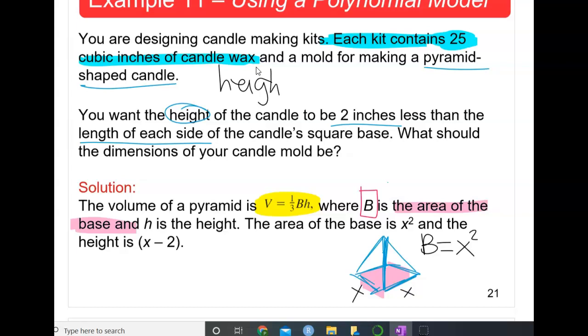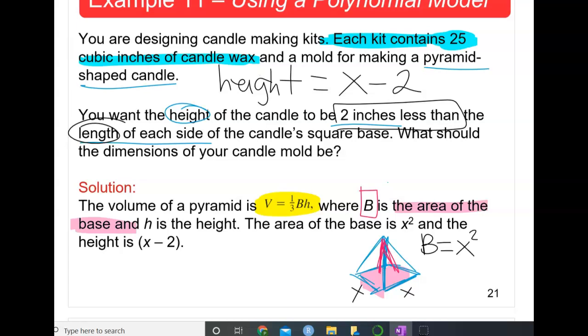We want the height to be 2 inches less than the length of each side. So it will be the length of each side minus 2. And the height of the pyramid is actually a perpendicular line that comes here. It's kind of hard to see, but it will not be slanted.